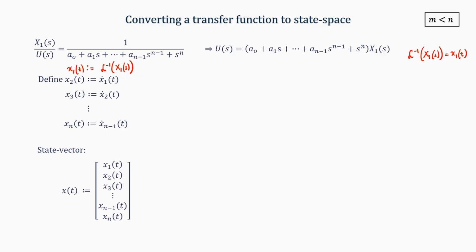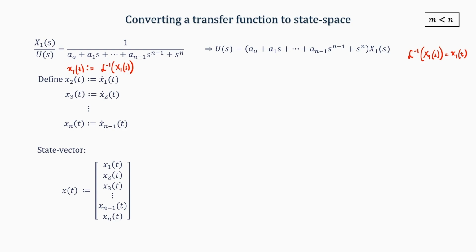So, what we are doing here is creating a variable that does not have any physical interpretation as such. We have created a new variable, X1(s), and the first state is defined as the Laplace inverse of X1(s), and then the next states x2, x3 and xn are just derivatives of the previous variable. For example, x2 is x1 dot, x3 is x2 dot, xn is x(n minus 1) dot, and you can see that I have defined n state variables. Now I take all these n state variables together and make a state vector, and this is the state vector that we have.